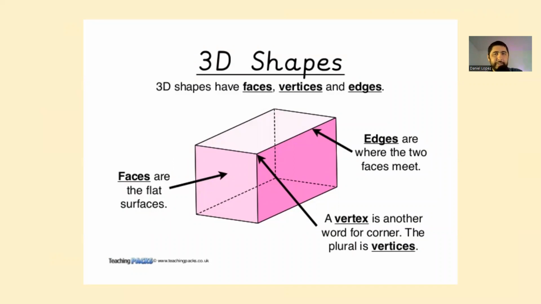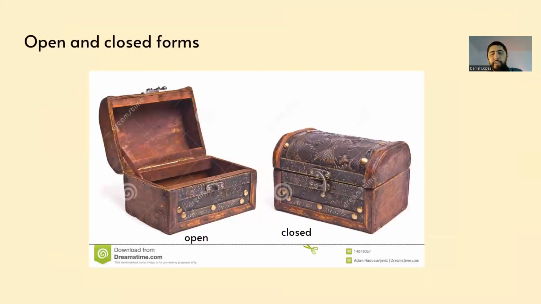Okay, you don't necessarily need to know these terms. This is just a helpful slide. And so we have open and closed forms. This is the same form: it's a treasure chest. On the left it's obviously open, on the right it's closed. On the left, if you put something in it, you could see it. If you put something in it on the right, you couldn't see it, right? Open and closed forms. Makes sense.